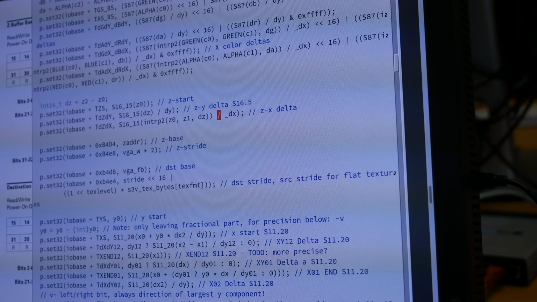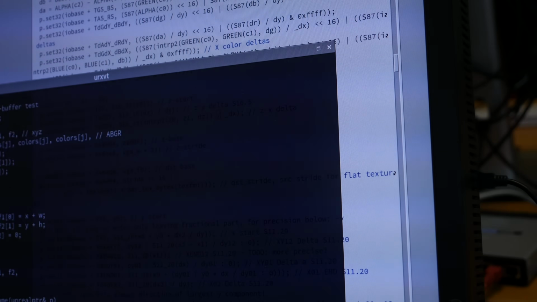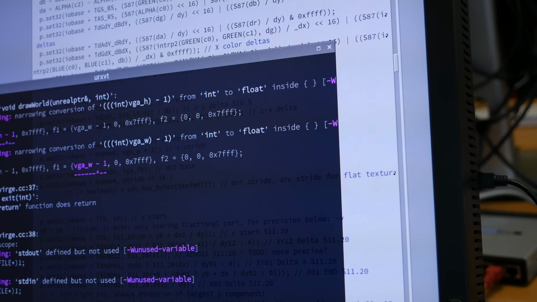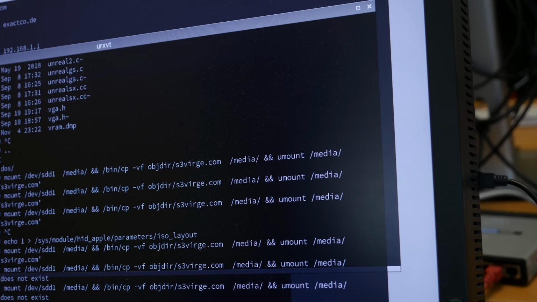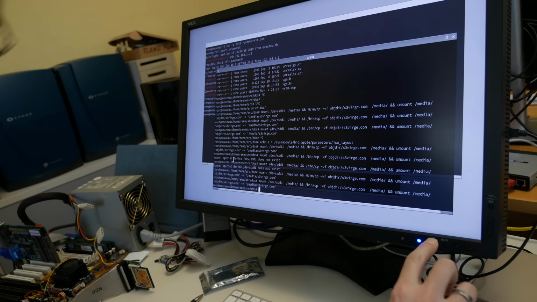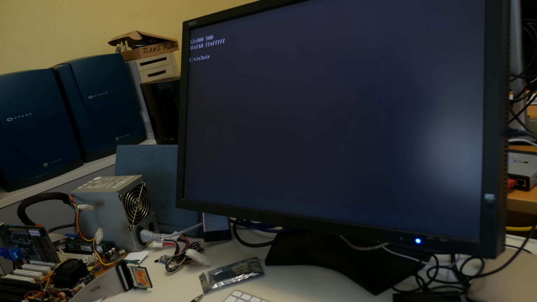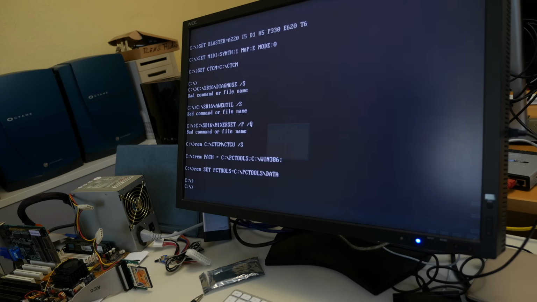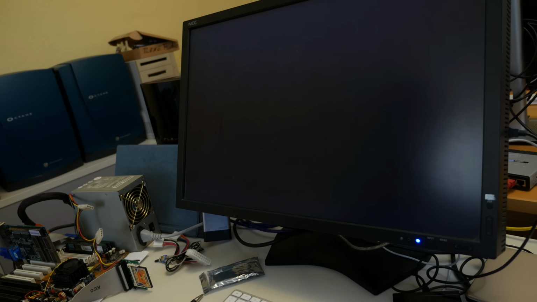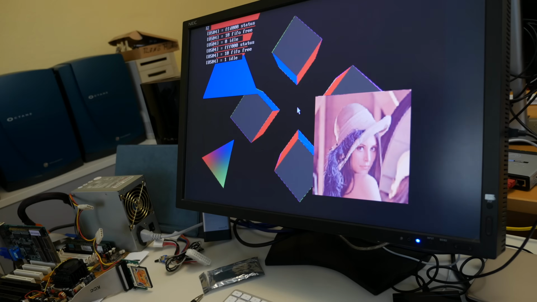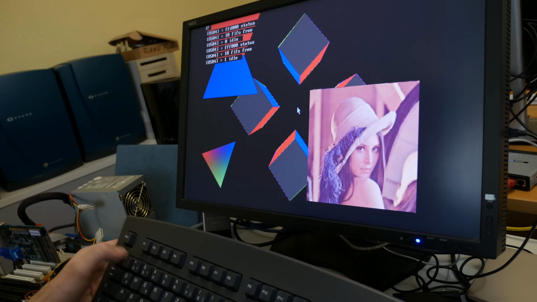And so let's see what happens, because I don't see a good reason why this should work in the emulator, but not on the real hardware. Copy, mount, unmount, plug in here. And we need to reboot. And it works. Let's see, pause, space, so pause frame.